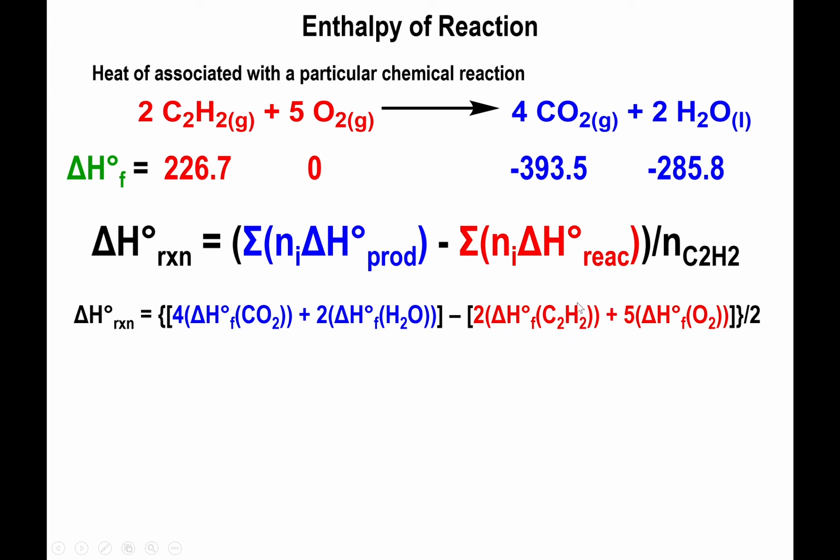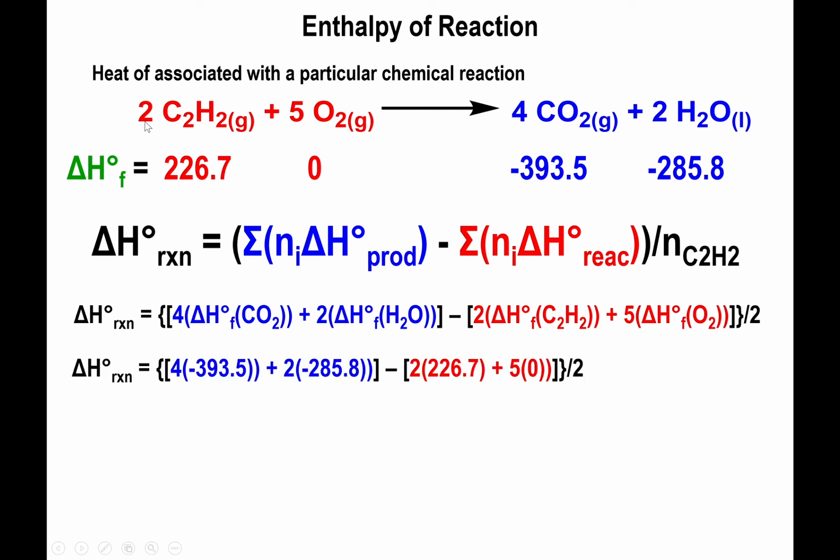The same thing is done with the reactants. The delta H formation of C2H2 is multiplied by 2, which is its balancing coefficient, and the delta H formation of O2 is multiplied by 5, which is its balancing coefficient. All of that gets subtracted from the products, and the entire thing is divided by the moles of the reference compound, the reference molecule, which is C2H2 in this example. So we're using 2 since that's the balancing coefficient of C2H2.